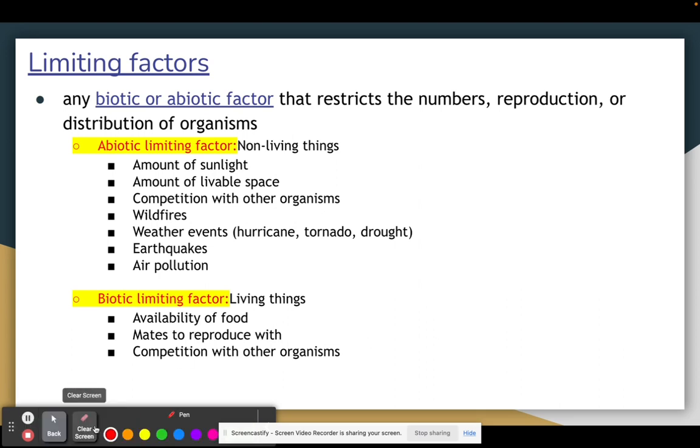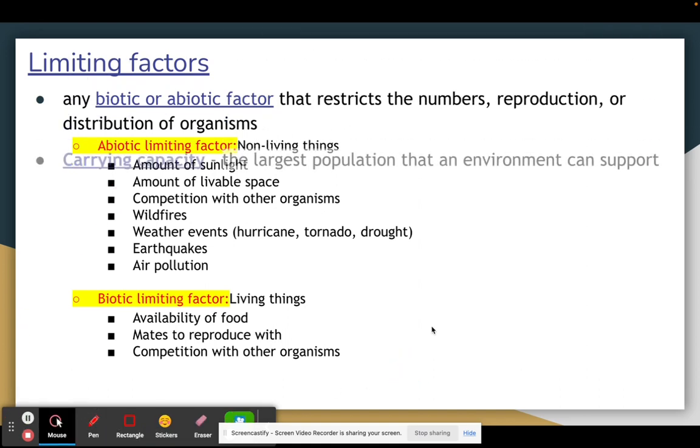So the one thing you may notice here is that competition with other organisms falls underneath both the abiotic and the biotic limiting factors. It depends on what the organisms are competing for, and that is going to determine if it's an abiotic or a biotic limiting factor.